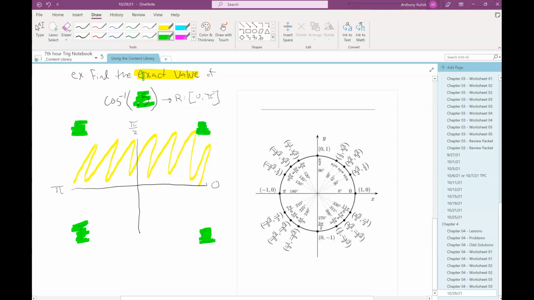So in our problem, cosine is positive. So our answer needs to be in either quadrant 1 or quadrant 2 based on the range of cosine inverse. But where is cosine positive in quadrant 1 or quadrant 2? Just quadrant 1. So my answer is in here somewhere, right?